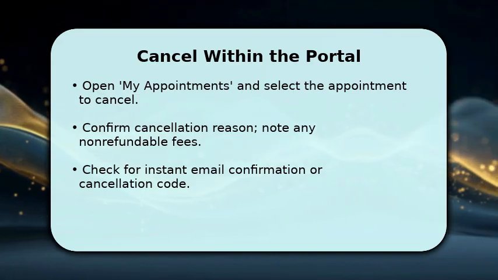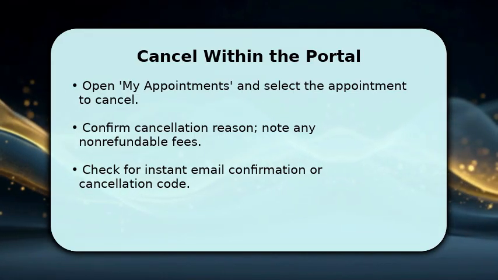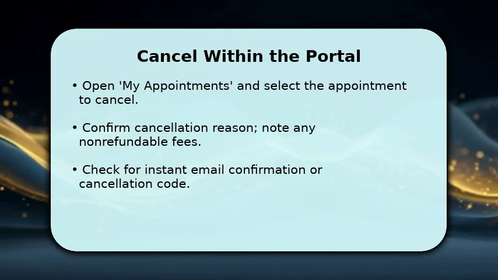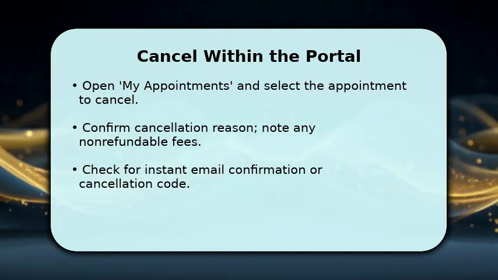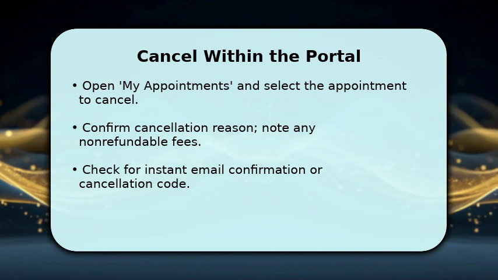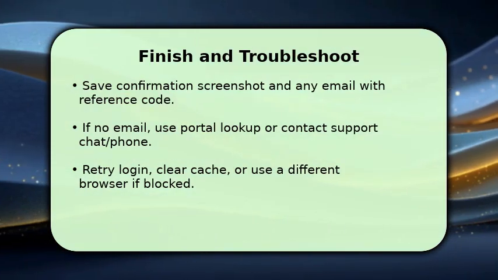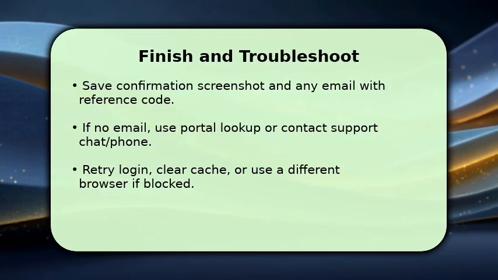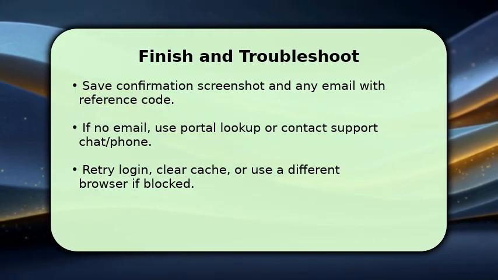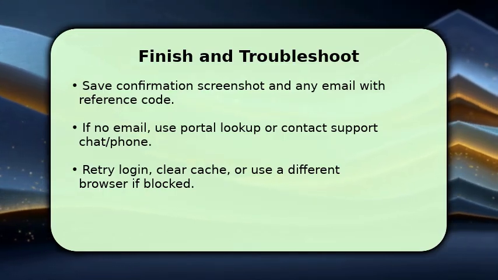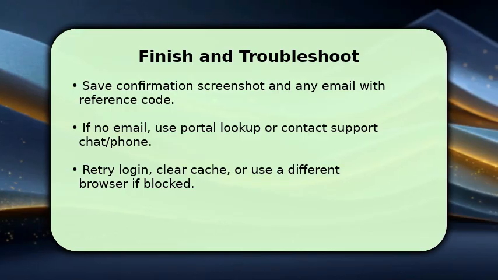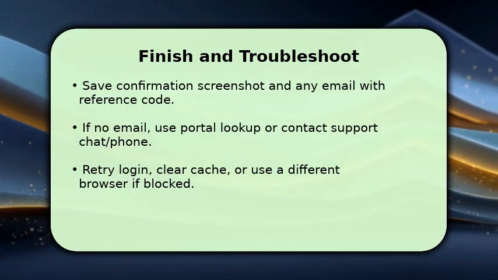After you confirm, wait for the portal to display a cancellation confirmation and then check your email. Many systems send an immediate confirmation or reference code that proves the cancellation. Finish by saving a screenshot of the cancellation page and any confirmation email. This is your proof. If you didn't receive an email, return to the portal and use the appointment lookup to verify status or contact support via chat or phone with your confirmation number.